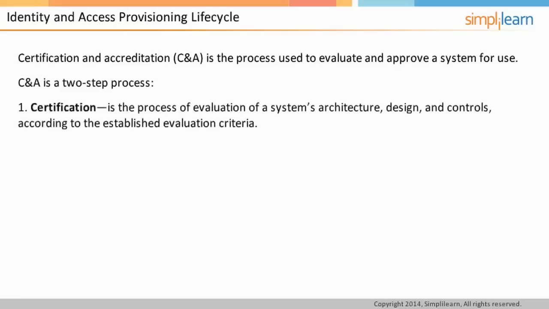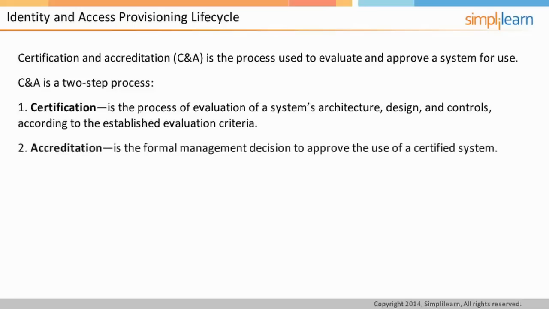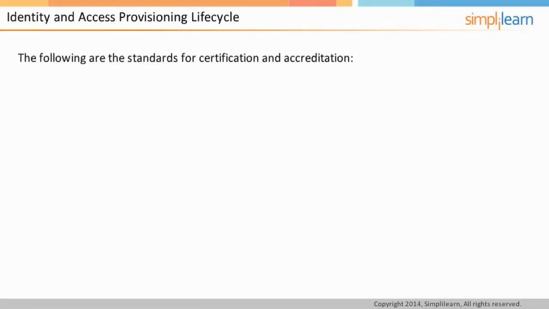Certification. It is the process of evaluation of a system's architecture, design, and controls according to the established evaluation criteria. Accreditation. It is the formal management decision to approve the use of a certified system. The following are the standards for certification and accreditation.